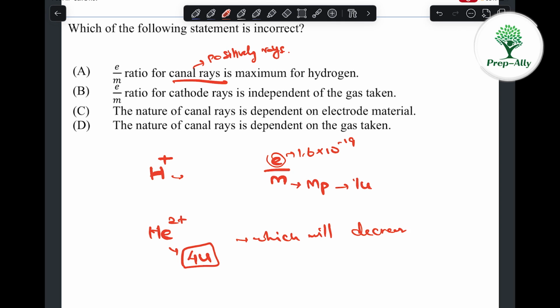decreases the overall value because you have to consider two protons also. The charge is also much higher, but still you have to divide it by 4, right, instead of 1 in H plus ion. So decreases the overall E by M ratios, even though if you are taking a nearest possible helium. So E by M ratio, overall E by M ratio will be getting lower.